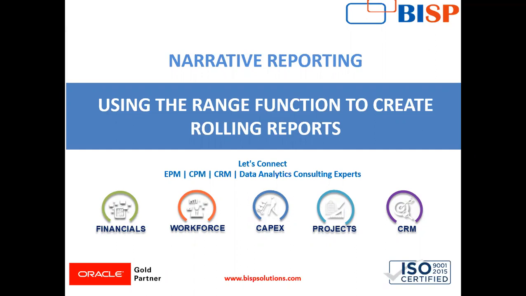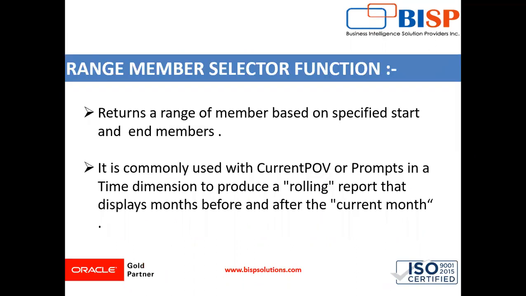I am Anjali, and in today's video, we are going to see the usage of the range function to create rolling reports in the NR application. So basically what the range function does is that it returns a range of members based on specified start and end members, and it is commonly used with the current POV dimension to create a rolling report that displays months before and after the current month. For example, 3 months before through 3 months after the current month.